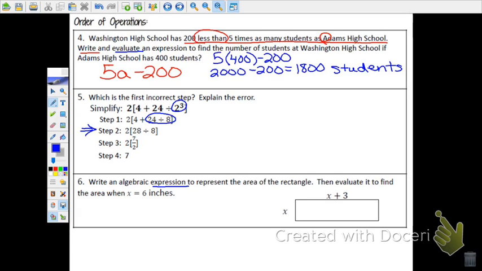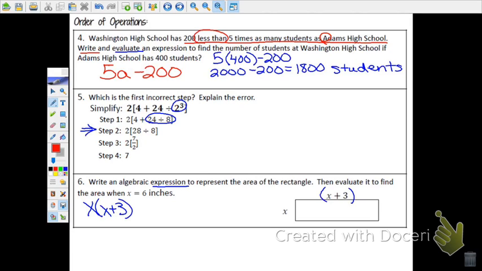So my expression is going to be x times parentheses x plus 3. You must have that x plus 3 in parentheses. Okay? Because that expression, x plus 3, represents one number, the length of that rectangle. So that's our algebraic expression.